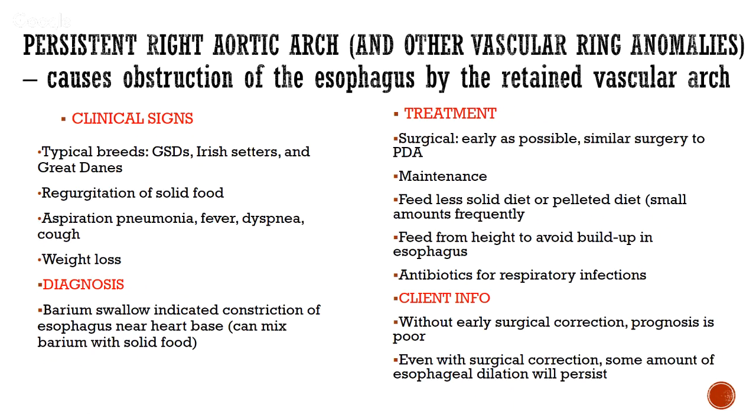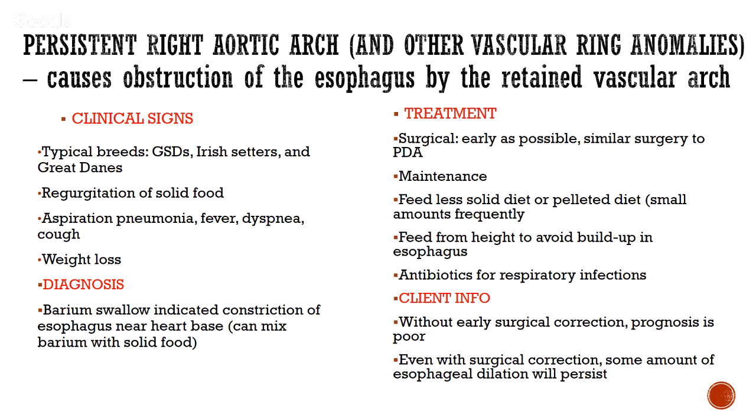If we can do surgery as early as possible, we can remove that. It's a similar surgery to a PDA. We can just maintain them if we feed them a less solid diet or a pelleted diet. Get them small amounts more frequently. We can feed them from a height. What this means is we sit them up so that gravity helps to bring the smaller things down into their stomach and get past that stricture in their esophagus.